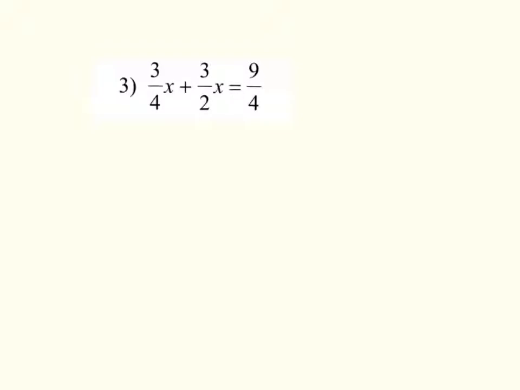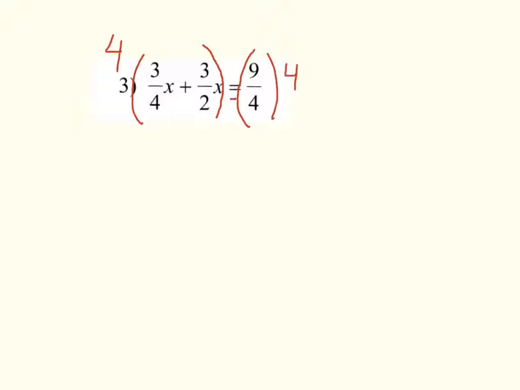Okay, so the next equation is this one. 3/4 x plus 3/2 x equals 9/4. So this isn't hard. We're just going to do what we did before. We're going to clear the fraction. So we have 4's and 2's in the denominator. What is the common denominator of 4 and 2? That would be 4. So here's my equal sign right there. I'm going to multiply every single thing in this equation by 4.